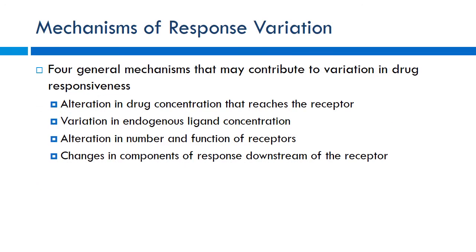All right. So, some of the mechanisms for how we get this dose response. There are 4 general mechanisms that can vary the response you'll see with a drug. One, you can have alteration of the drug concentration that reaches the receptor. We'll talk about some details on that in a minute. We'll talk about variation in the endogenous ligand concentration. We'll look at the alteration in the number and function of receptors that are there. And then we'll look at changes in components of the downstream responses to the receptor.